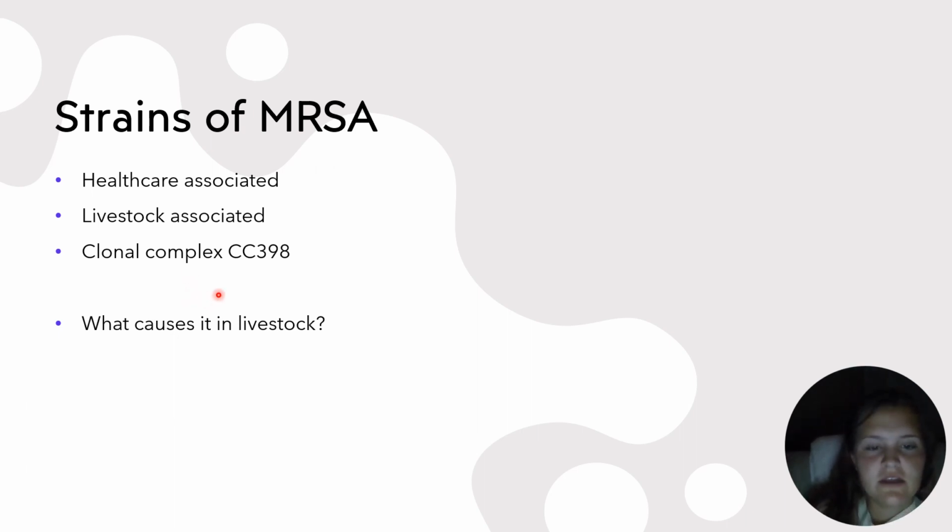So the clonal complex CC398 is a strain of the livestock MRSA. So the growing trend of MRSA seems to be impacted by the size of farms, cleaning disinfectants, and components in the feed. This strain is very dangerous to those that are hospitalized and immunocompromised. So people who usually receive this type of MRSA from the livestock are usually hospitalized, and it can enter surgical wounds or surgeries or anything like that. It can be a secondary infection.